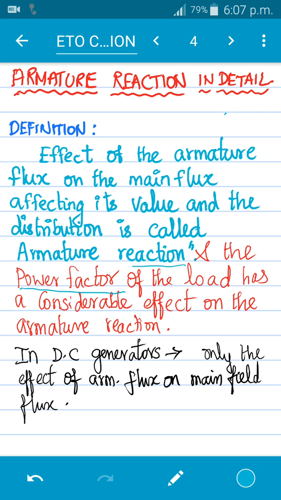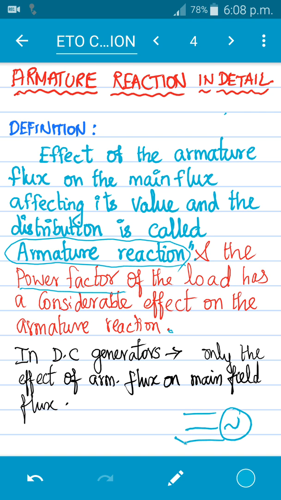The armature reaction does not depend only on the magnitude of the load current, it mainly depends on the power factor of the load, which has a considerable effect on the armature reaction. Suppose your alternator is connected to a load. It is not only up to the magnitude of the load, it depends upon what kind of load.